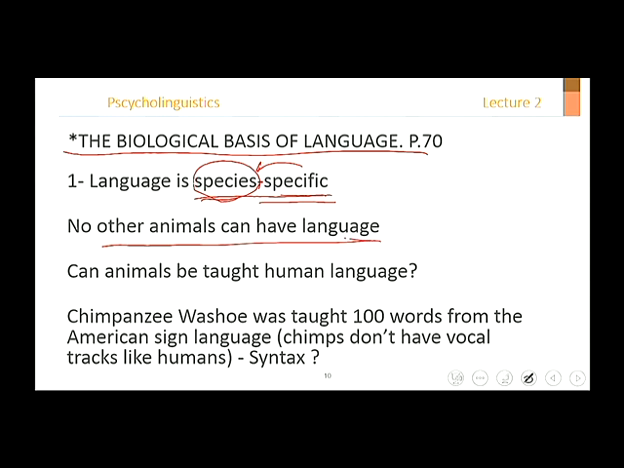And as we said, no other animals can have language. So because no other animals have that thing, that biological thing that makes it possible for them to acquire language. Okay? Now, some of you might say, well, some animals can talk or can learn human languages. You can give some instructions to a dog. In 3 days or 4 days, the dog will acquire language or be able to understand what you're referring to.